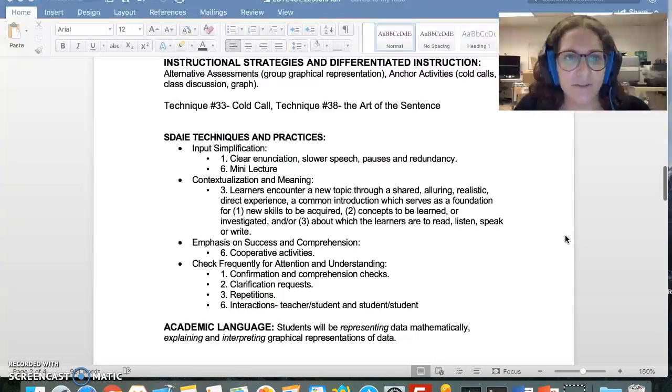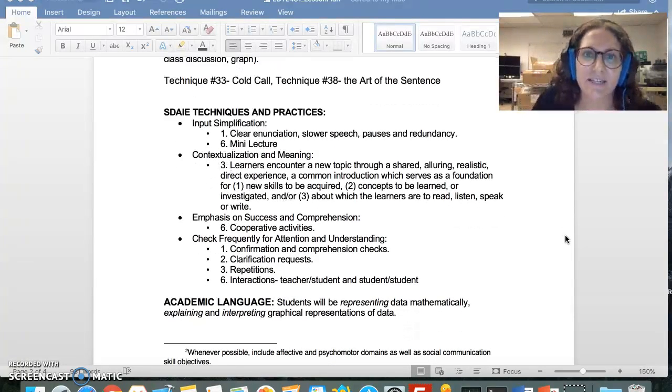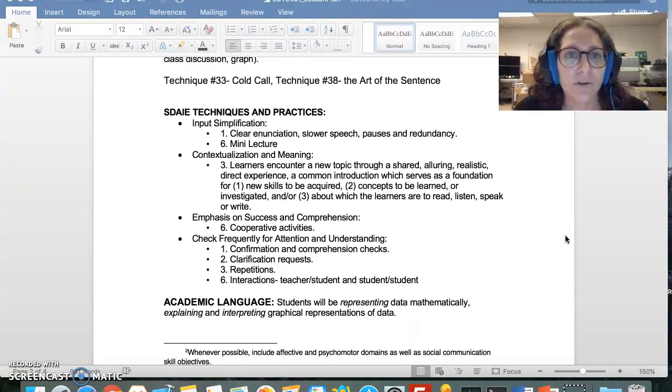And then for the SDAIE techniques and practices, I'm going to enunciate, speak slowly, pause, repeat. The beginning of class will be the mini lecture, and then they'll do the think, pair, share, and then discuss as a class, and then we'll move into the graphical representation. So we'll contextualize. Basically, they're going to share with partners. They're going to have to create those sentences in the graphical representation.